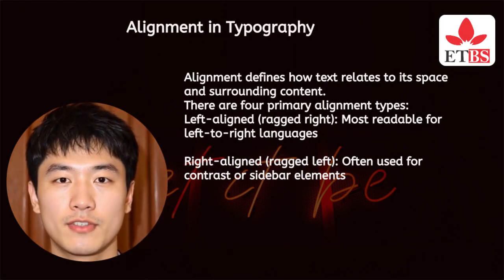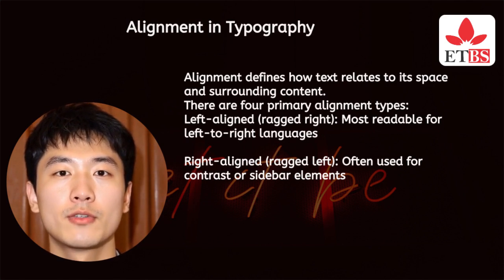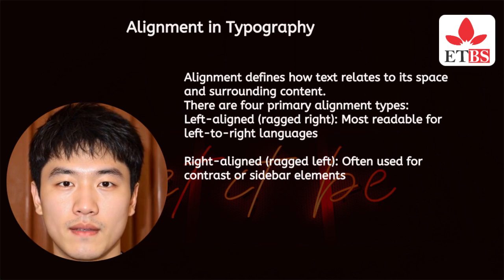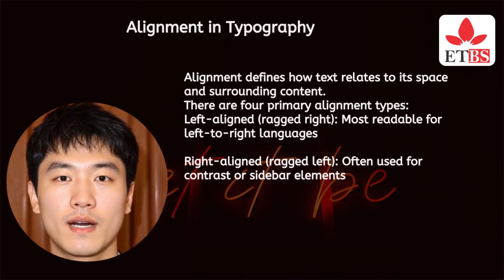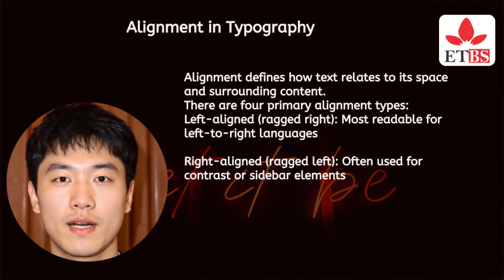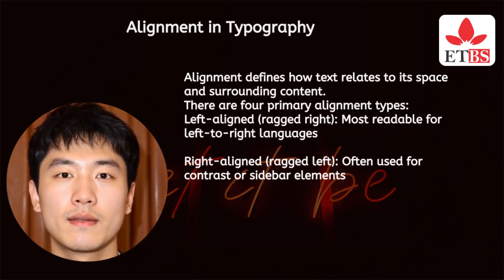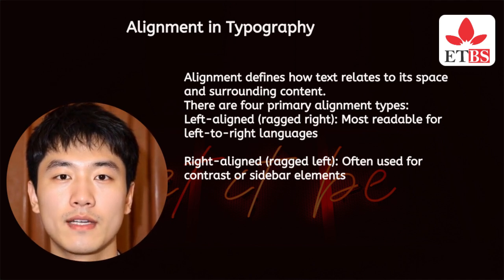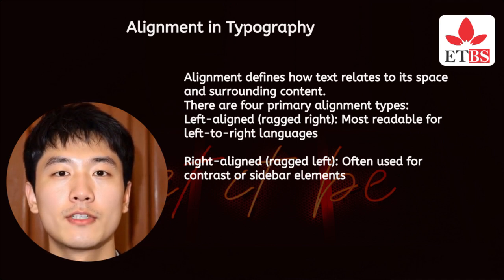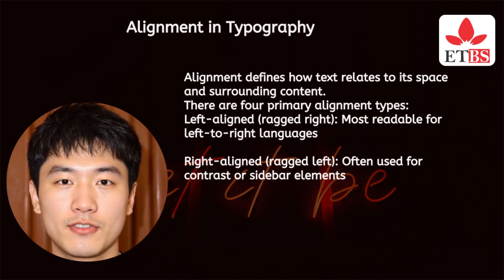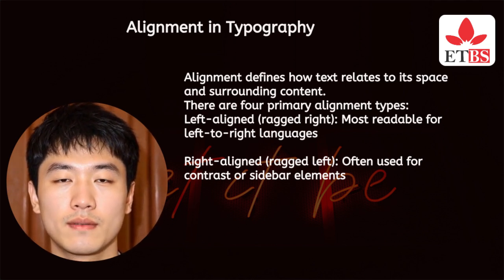3. Alignment in typography. Alignment defines how text relates to its space and surrounding content. There are 4 primary alignment types: left-aligned, ragged right, most readable for left-to-right languages; right-aligned, ragged left, often used for contrast or sidebar elements; centered, used sparingly for impact, titles, or short text; justified, aligns both left and right edges, used in newspapers and books.